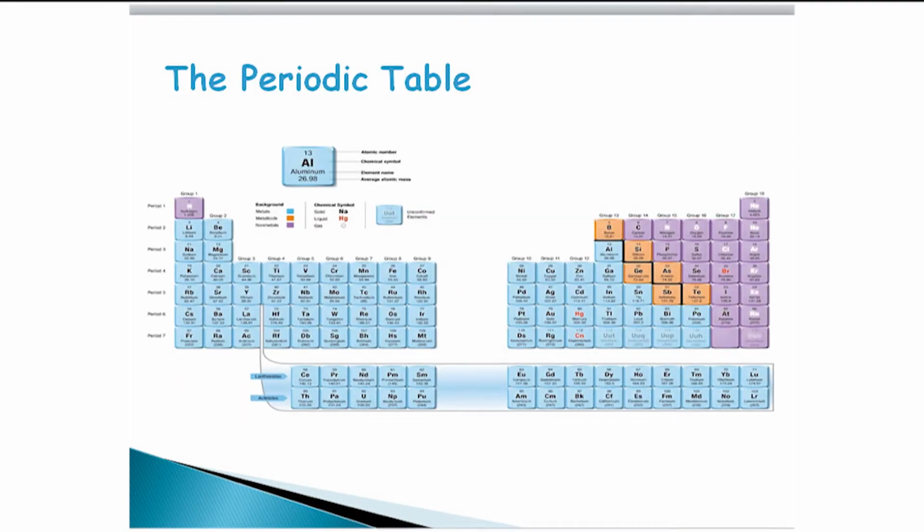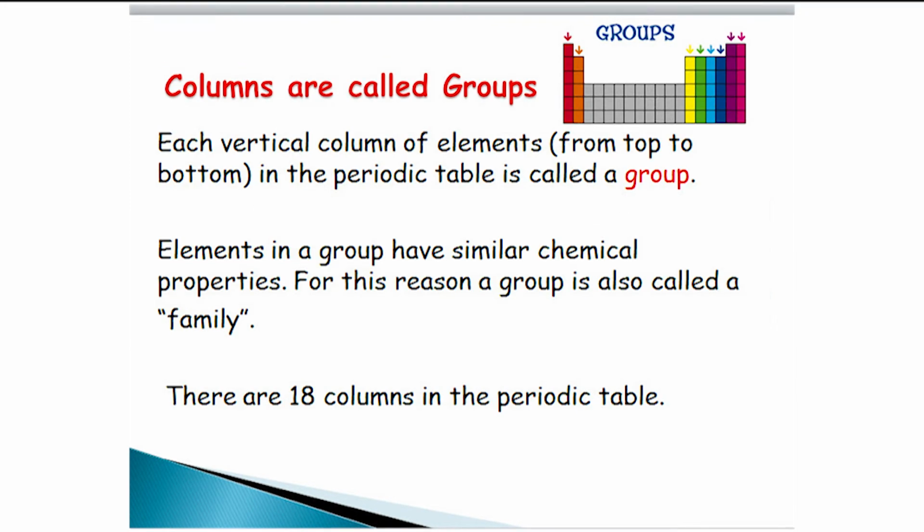What may we know from each column? A group is a vertical column of elements from top to bottom. Elements in a group have similar chemical properties. For this reason, a group is called a family. There are 18 columns in the periodic table.